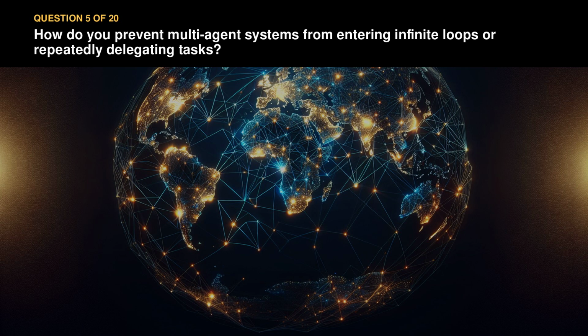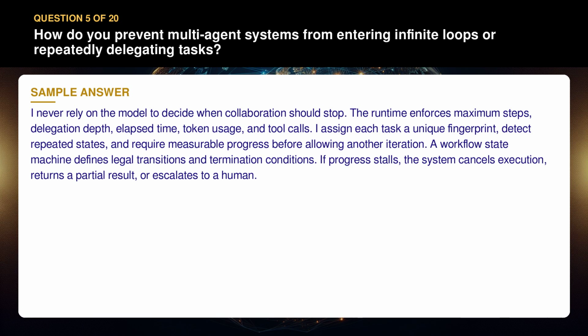Question 5. How do you prevent multi-agent systems from entering infinite loops or repeatedly delegating tasks? I never rely on the model to decide when collaboration should stop. The runtime enforces maximum steps, delegation depth, elapsed time, token usage, and tool calls. I assign each task a unique fingerprint, detect repeated states, and require measurable progress before allowing another iteration.